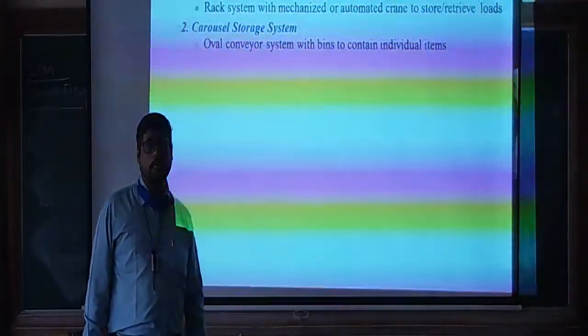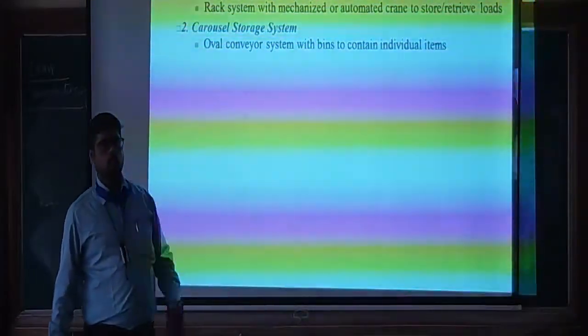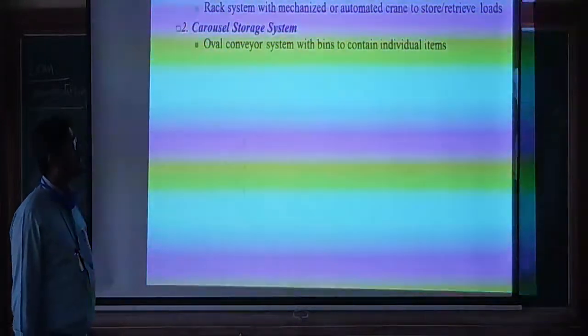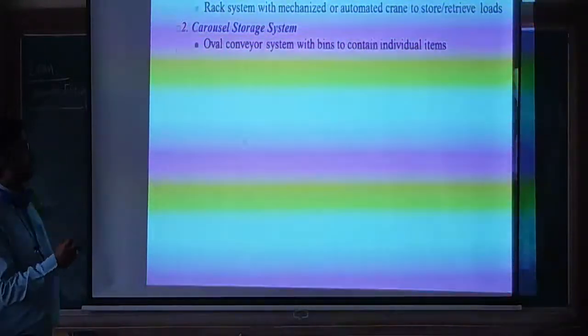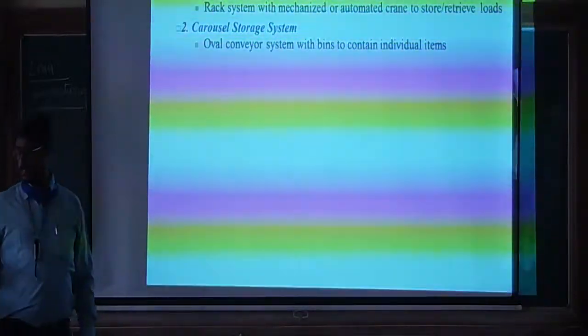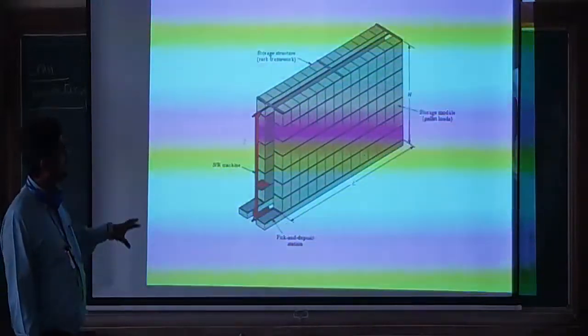And the second one is the carousel type of storage system. Here it is an oval conveyor system with bins to contain the individual items. This is very important: the oval conveyor system is required, with bins to contain the individual items, so individual items can be contained with the help of the oval conveyor system.